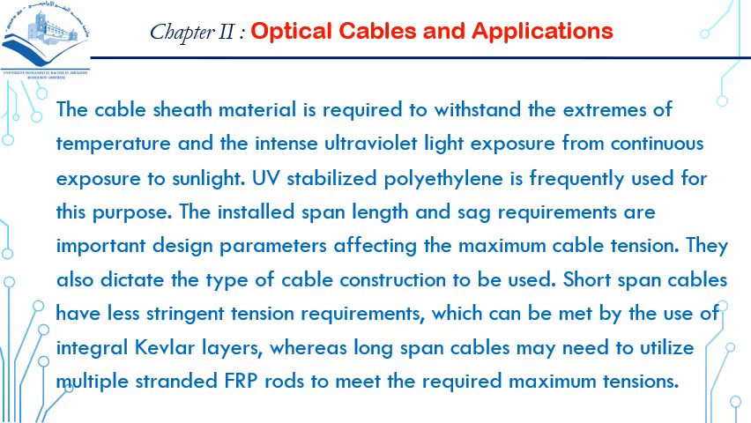The cable shell material is required to withstand the extremes of temperatures and the intense ultraviolet light from continuous exposure to sunlight. Ultraviolet stabilized polyethylene is frequently used for this purpose. The installed span, length, and sag requirements are important design parameters affecting the maximum cable tension. They also dictate the type of cable construction to be used.